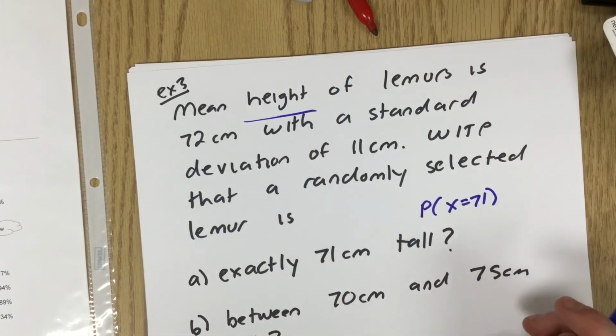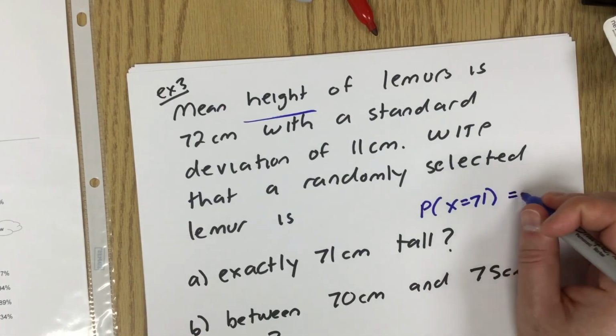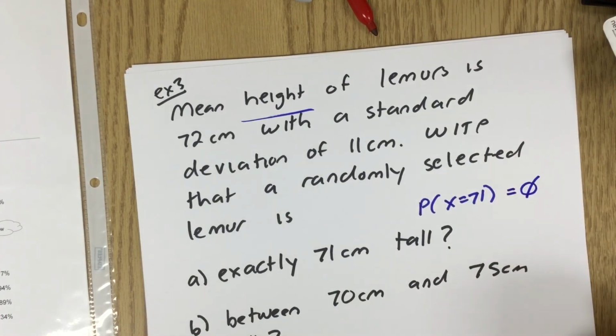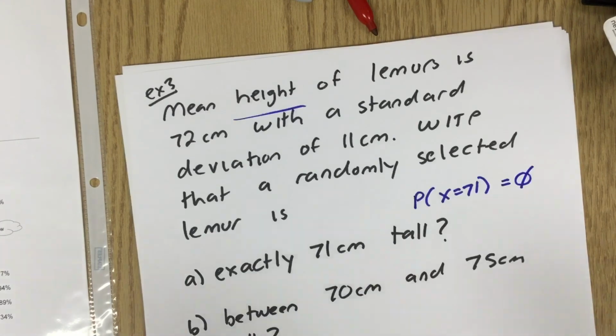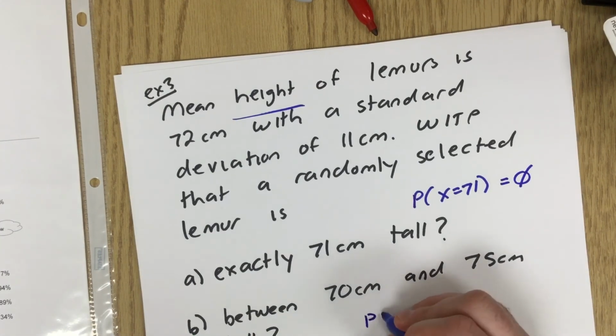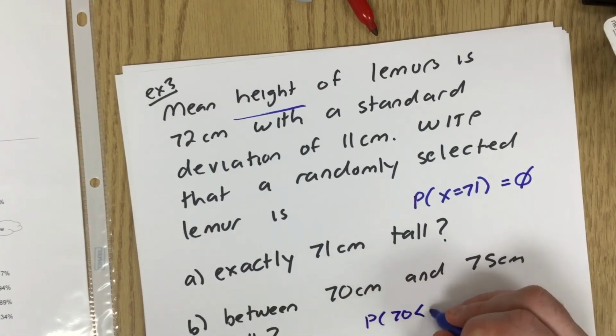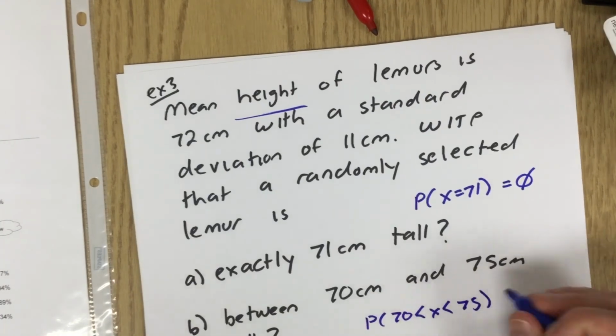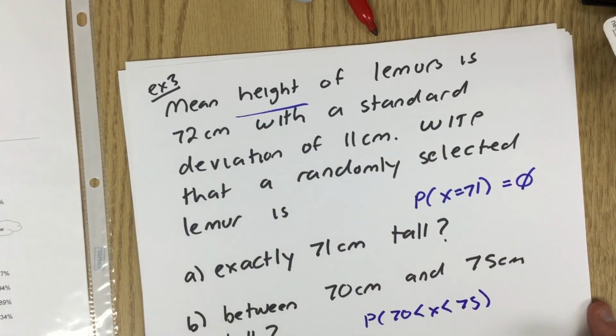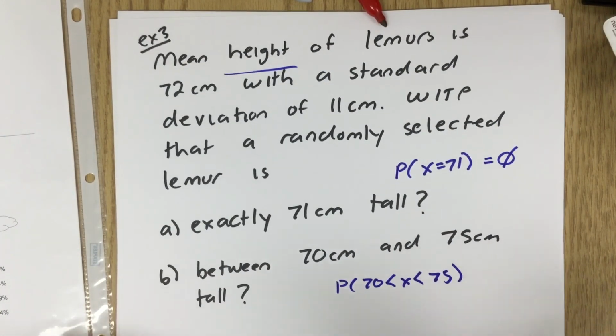So the probability that it's exactly 71 centimeters tall is 0. And then how does this one correct? This one also does not correct at all because, once again, it is continuous. So those are the values that you would use. You only correct when it's discrete.